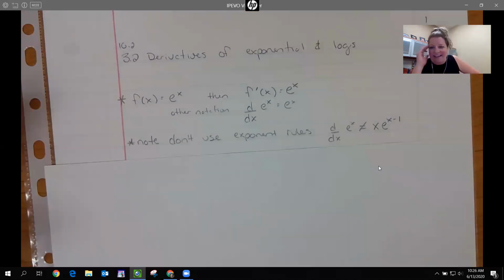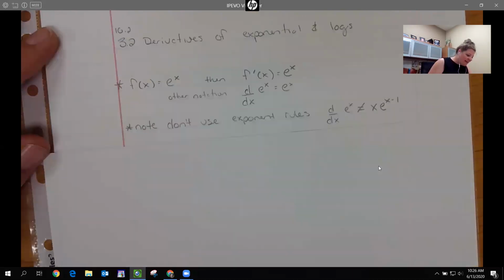Now, if you have e to a number, that is different. That's not e to the x. That's a number. You can put it in your calculator and get a number. The derivative of any number is 0. So they try to trick you on a couple on your homework.